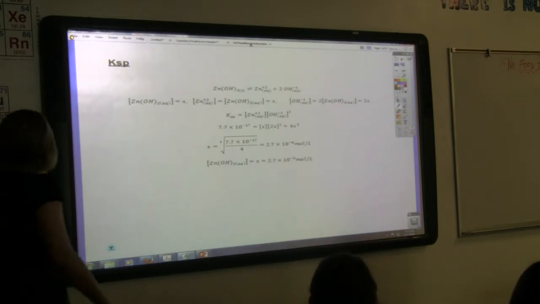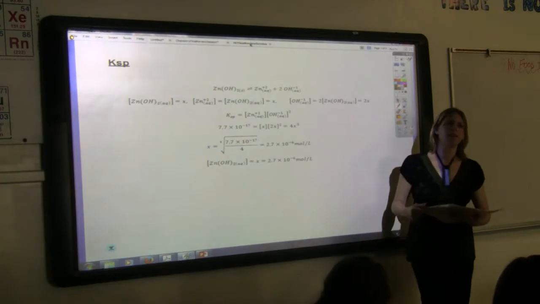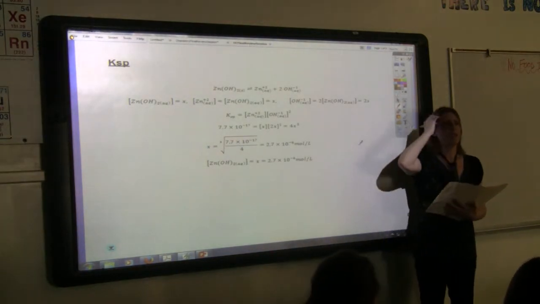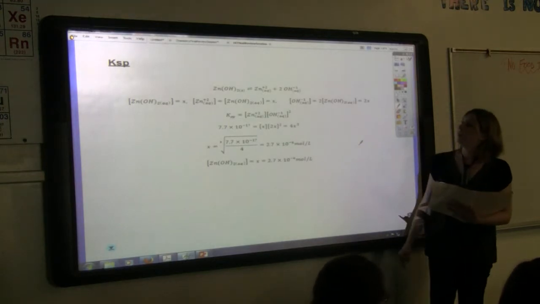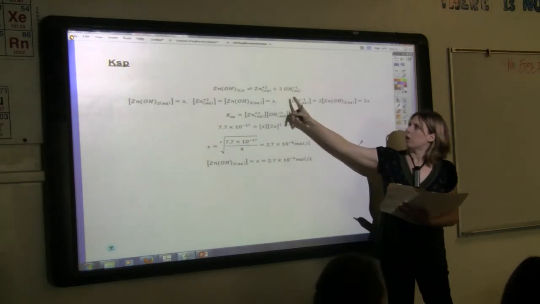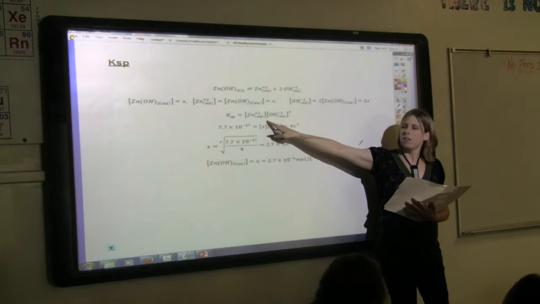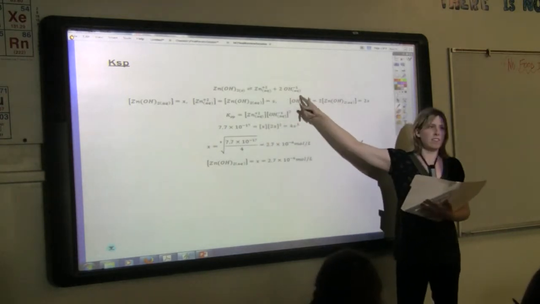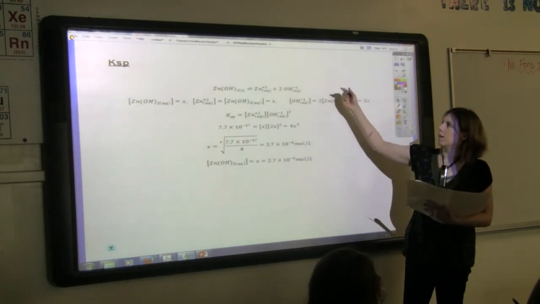Alright, honors, you guys need to know Ksp. So, in terms of solubility, you're going to need to know that for equilibrium. Remember, you're going to write out your expression. So Ksp always equals just the ions. So I could give you calcium hydroxide.